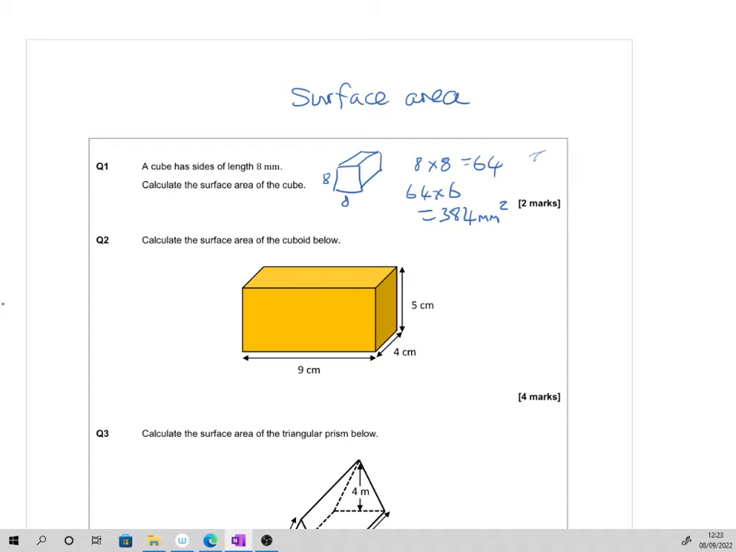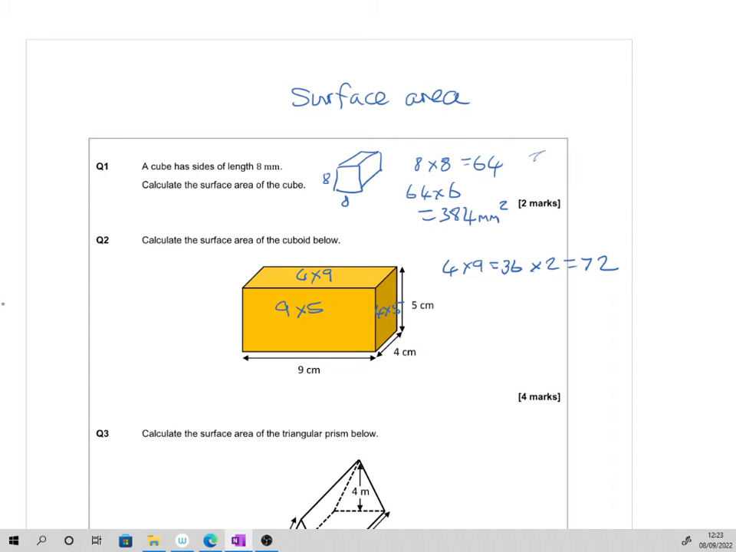So the front is going to be 9 by 5. The side is 4 times 5. And the top is 4 times 9. Okay, so let's do the top. 4 times 9 equals 36.